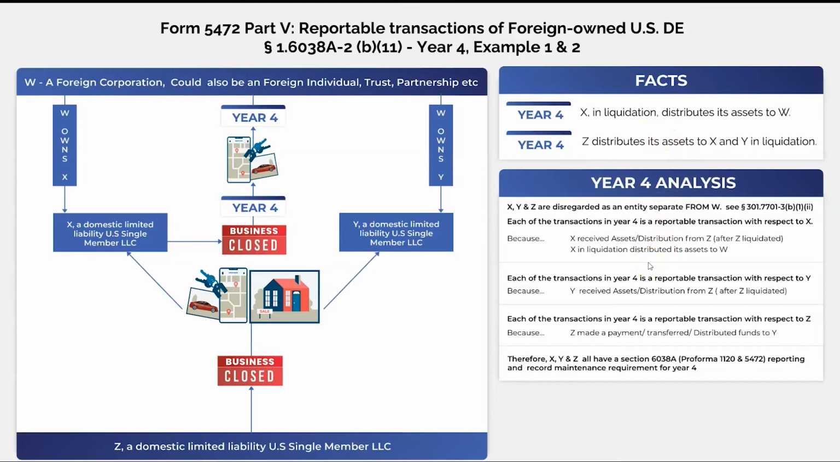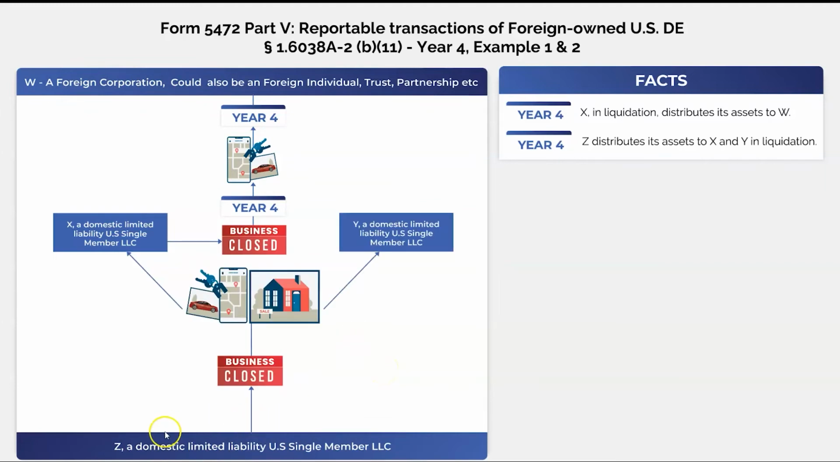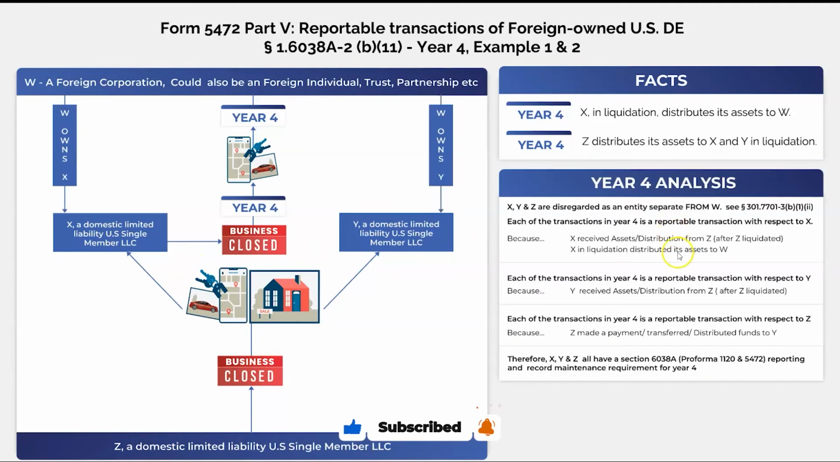All right, so let's look at Z. Each of the transactions in year 4 is a reportable transaction with respect to Z. Again, when we say with respect to Z, it means that Z is a company that files these forms and not the parent. So let's roll back and see. Z is going to file Form 5472 and declare that it closed business and distributed these assets to X and Y.